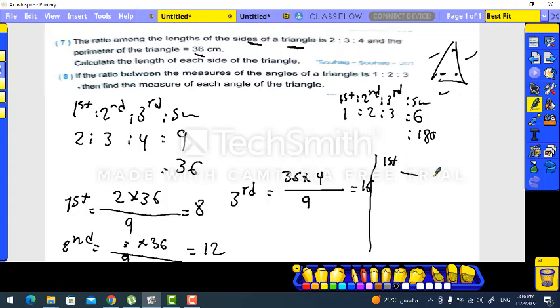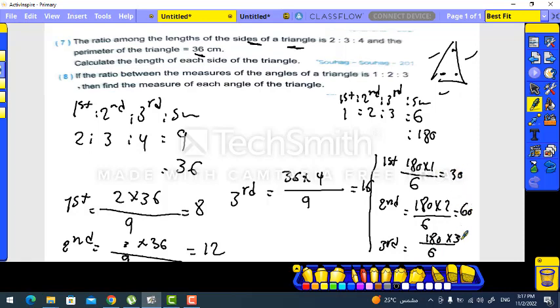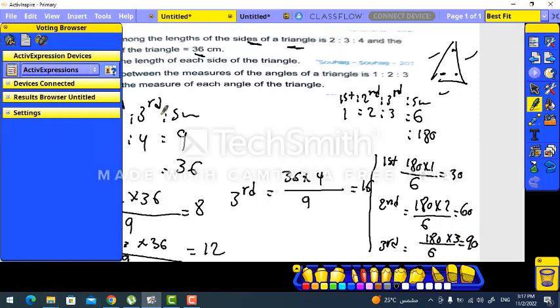And the first angle, 180 times 1 over 6. The second, 180 times 2 over 6. And the third, 180 times 3 over 6. The first is 30, the second is 60, and the last one is 90. Now we have finished our revision, okay, and we can move to the next revision of parallelogram.